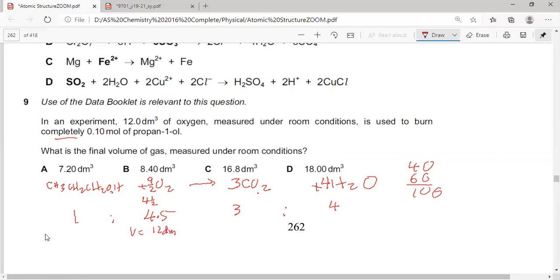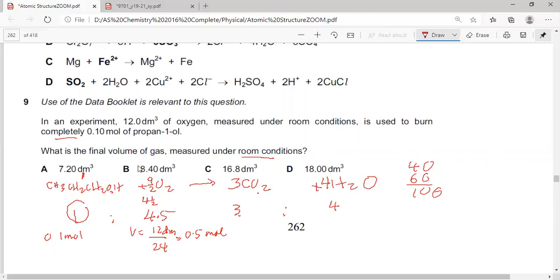to burn. Here the number of moles is given, 0.1 mole. Okay, now change it to moles. Divide by what? At room temperature, is it? Yeah. So divide by 24, it equals 0.5. These are moles. So 1 mole requires 4.5 moles to form 3 moles.